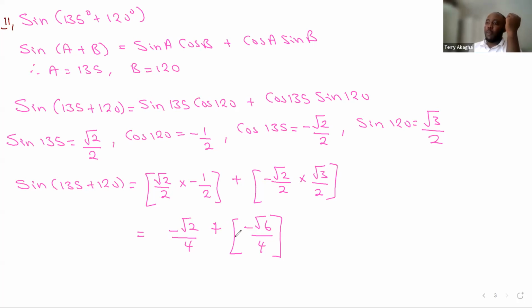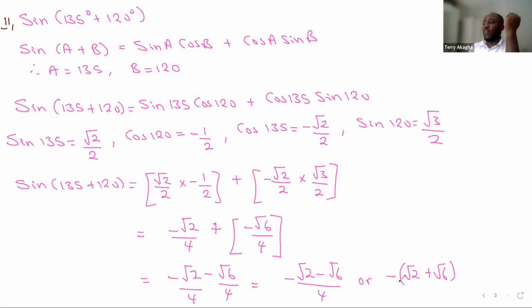Now, minus times plus will give you what? Minus. So it's going to be minus root 2 minus root 6 over 4. Or you can say minus root 2 plus root 6 over what? 4. And that will be that for that, okay?